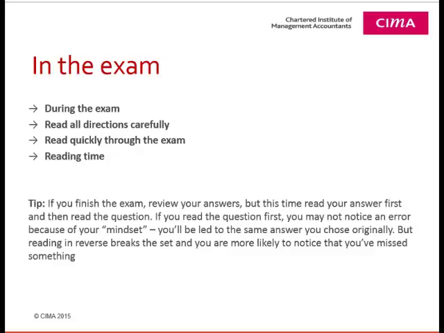If you read the question first, you may not notice an error because of your mindset. You'll be led to the same answer you chose originally. But sometimes reading in reverse breaks the set, and you're more likely to notice that you've missed something.